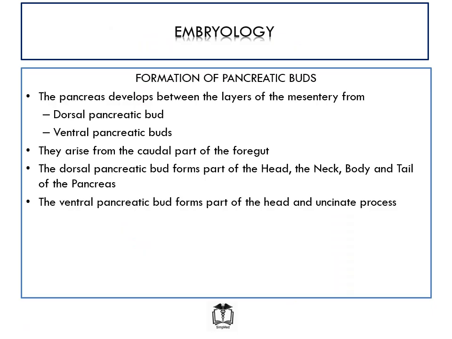Let's start with the formation. The pancreas tends to develop largely from the foregut, and it forms from two major buds that come ventrally and dorsally from the foregut. These are referred to as the dorsal pancreatic bud and the ventral pancreatic bud. They are going to emerge from the caudal part of the foregut. So while the cranial part of the foregut gives rise to more proximal structures like the esophagus and the stomach, the caudal part of the foregut gives rise to lower structures like the liver, the pancreas, the gallbladder, and the duodenum.